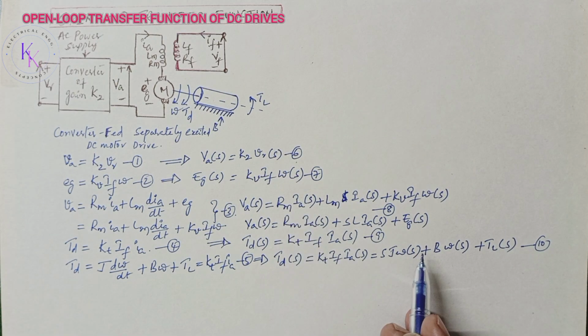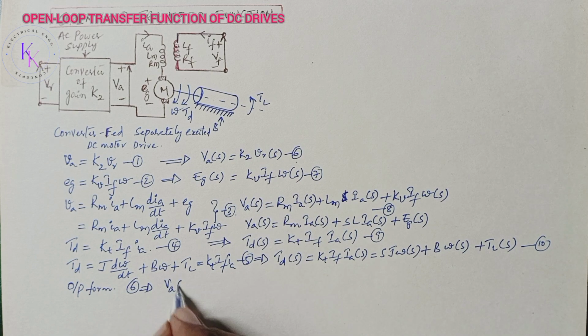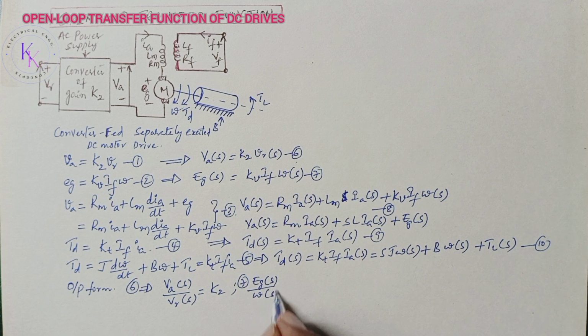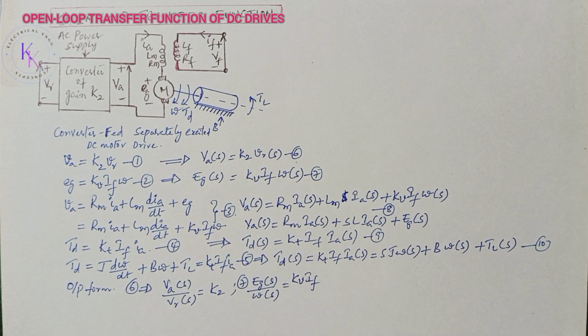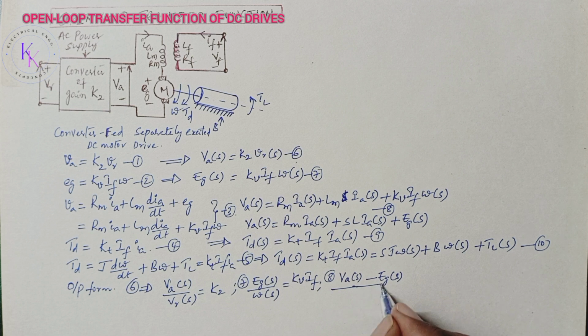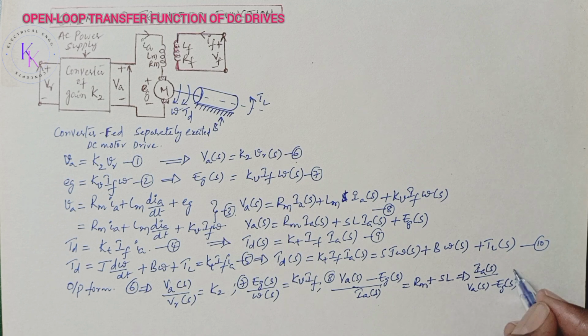Now we'll try to write these equations in output by input form. Equation number 6 we can write as VA of S divided by VR of S equals K2. And 7 we can write as EG of S divided by omega of S equals KV IF. The 8th equation, taking this term to this side, VA of S minus EG of S divided by IA of S equals RM plus S LM. This is actually the input and this is the output, so IA of S divided by VA of S minus EG of S equals 1 by RM plus S LM.